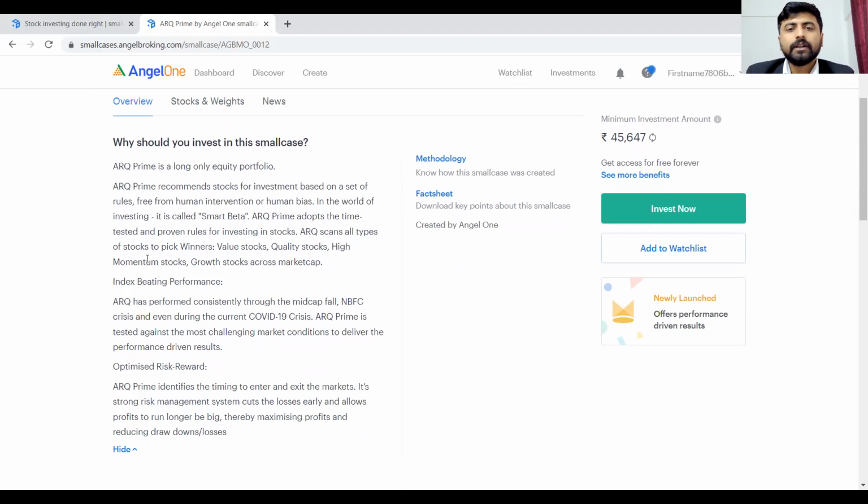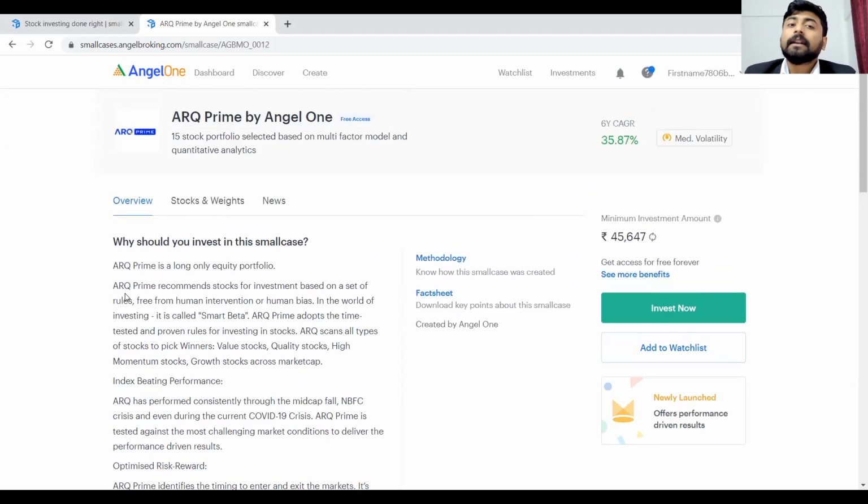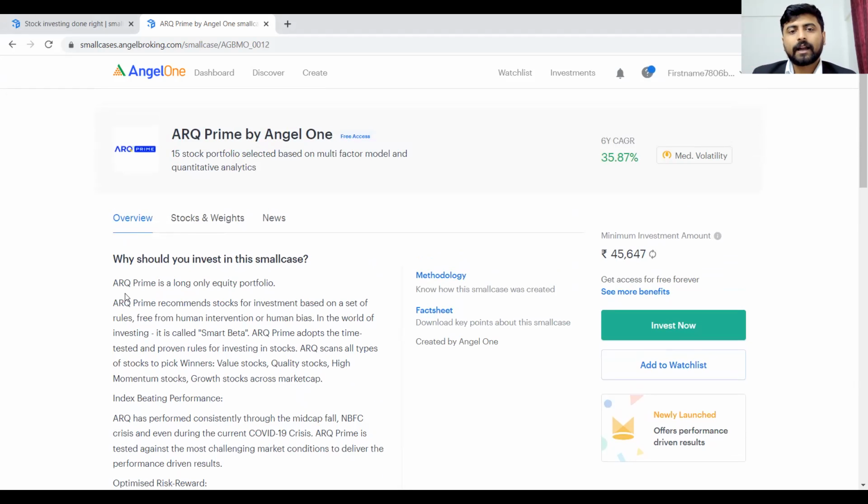In the overview section, you will basically find a detailed explanation of what this particular small case is and who it is meant for. So when we are trying to analyze if a particular investment is meant for us, does it suit our requirements, and can we go ahead with it? The first suggestion of mine would be to come to the overview section and explore more about that particular small case. Now, let us take a look at what this small case is made up of.